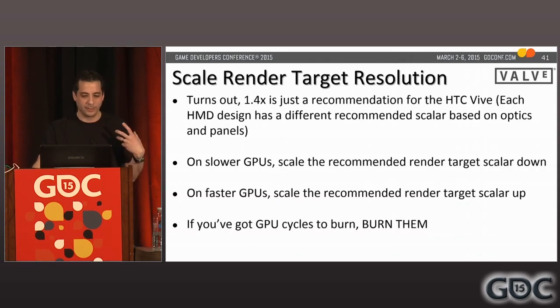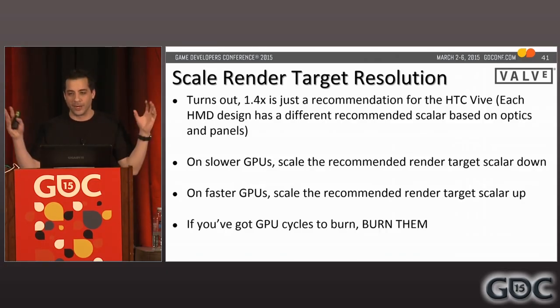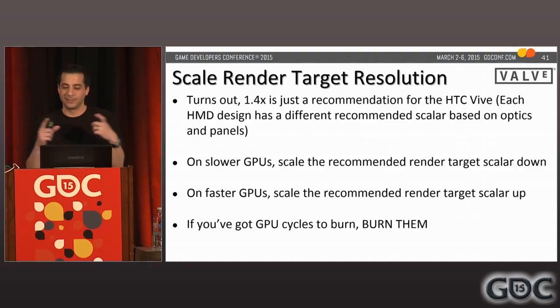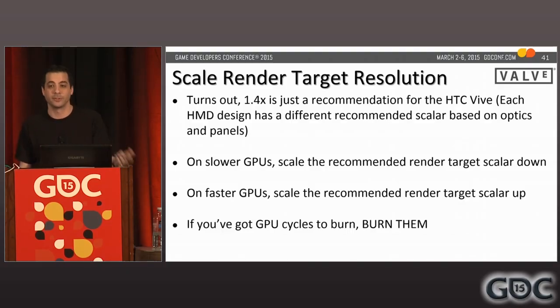Okay, another topic: scale your render target resolution. Again, I keep talking about the 1.4 scaler, but that's a recommendation, and it's all about the optics. When I was showing you the image shrink wrapping up and down, it's all about picking an area of pixels in the middle of your image and keeping a 1-to-1 pixel-to-pixel ratio, okay? You can go down to 1.2 if you need. Don't go down much farther than that, but you can. If you need to buy perf back, that might be the best choice. It might be the best axis to scale on. But you can also scale up for faster GPUs.